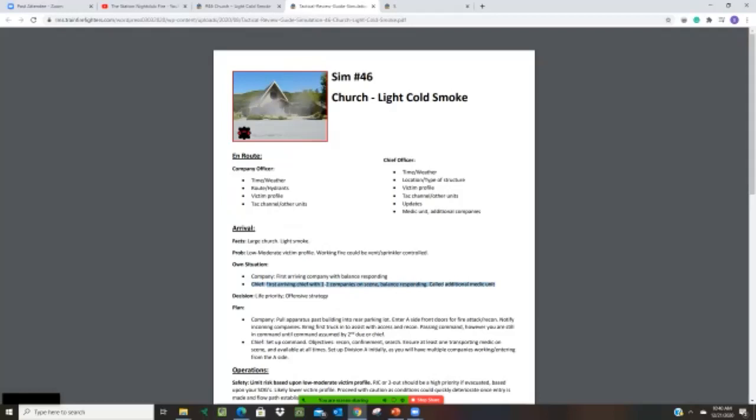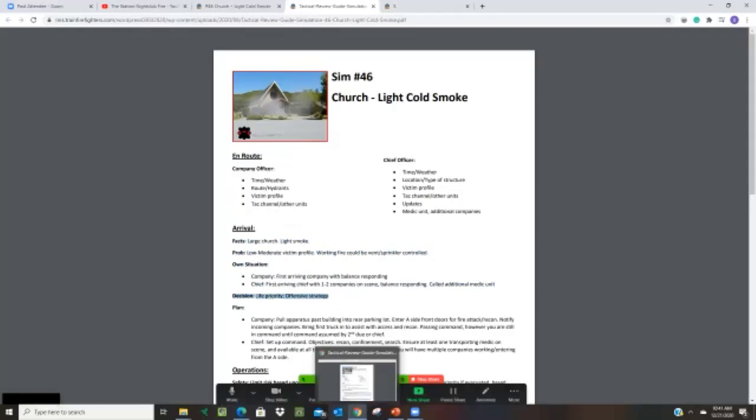Great. Decision is our first decision. So all this, the first FPO, that's just finding out what we got. What do we know for sure? What do we not know for sure? And what's coming? And then decisions are our first decision. We make that big first decision from the top down, right? Which is what? Life priority, offensive strategy.